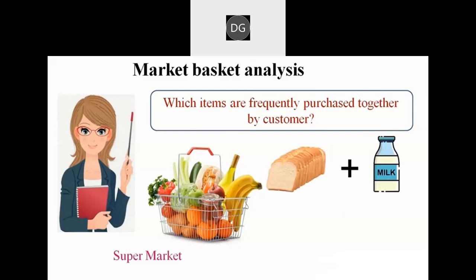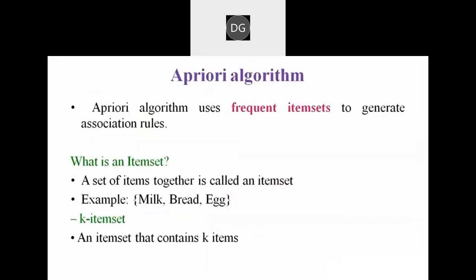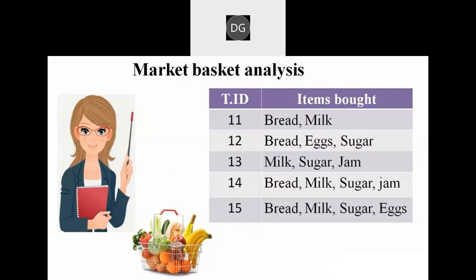See, bread and milk is one combination we can say, or whoever is purchasing bread and milk, there's a higher possibility they will purchase egg also. Maybe for bread, omelette and then milk we can put. So these are sample transaction IDs and the items purchased by them. I have taken five transactions. In the first transaction only two items were purchased, bread and milk. In the second transaction, bread, egg and sugar.